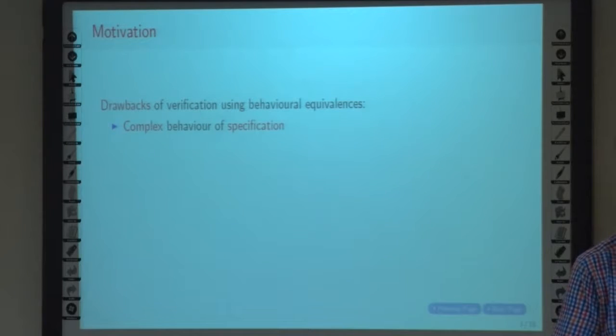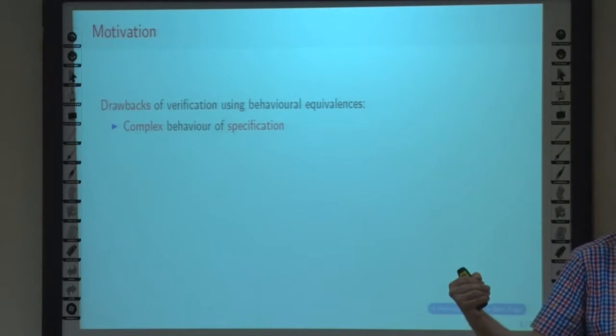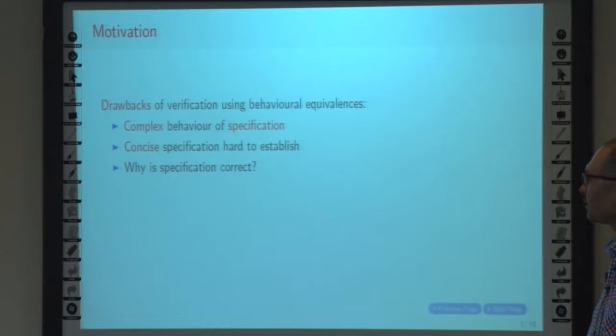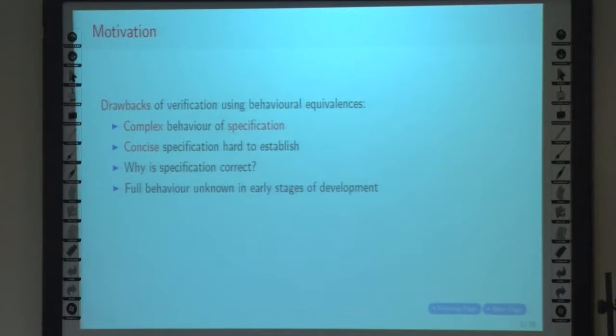Sometimes you only want to specify just one scenario, right? And it's rather difficult to give a concise specification of complete systems. And then that begs the question why your specification is correct if it becomes so complex. Right? So what you would like is to have only a partial specification of the system. And for that, logic might be the way to go. So logic might give you a more concise specification of one aspect of your system, not a full specification.